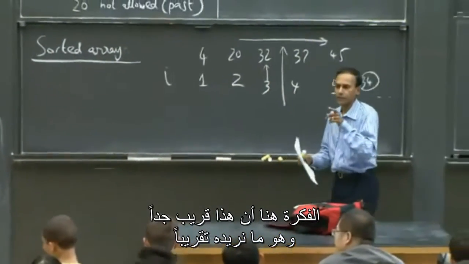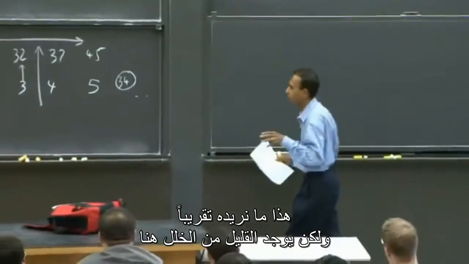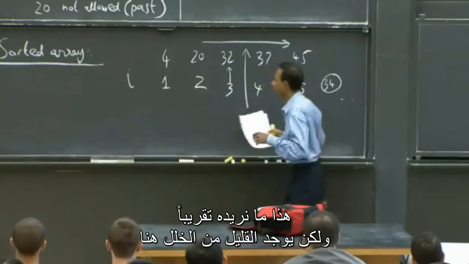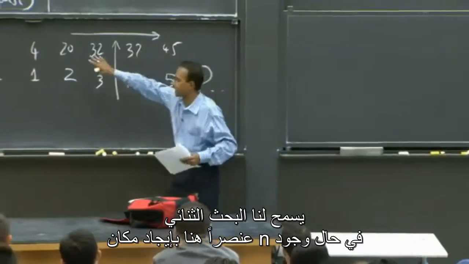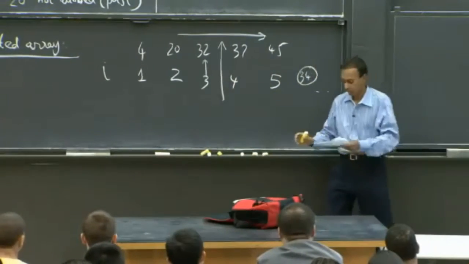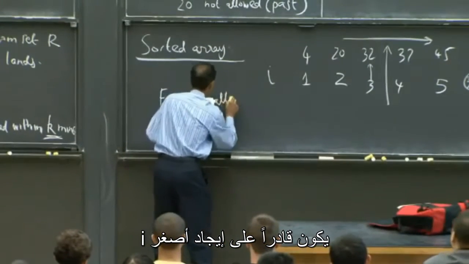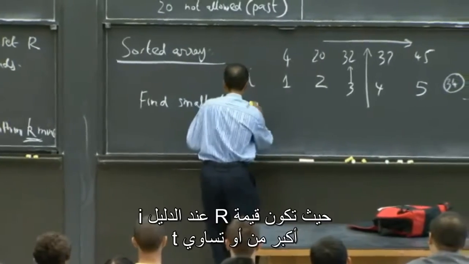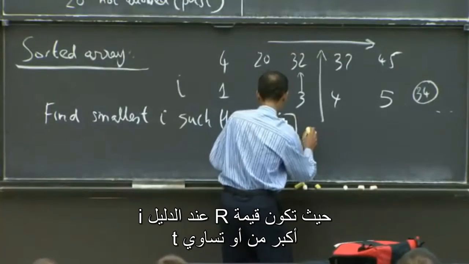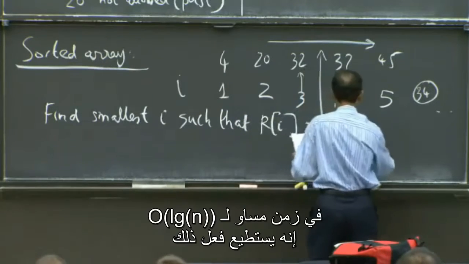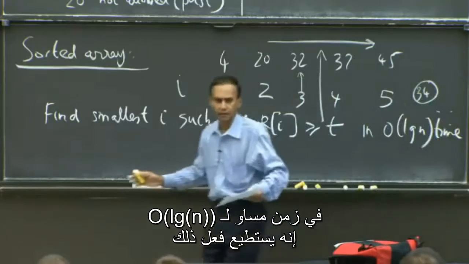So the point here is this is pretty close. It's almost what we want. There's a little bit of a glitch here. We know about binary search. Binary search is going to allow us, if there's n elements here, to find the place. It's going to be able to find, and I'm going to be precise here, the smallest i such that R of i is greater than or equal to t in order log n time. Okay?